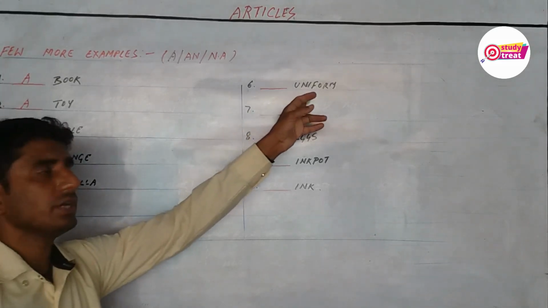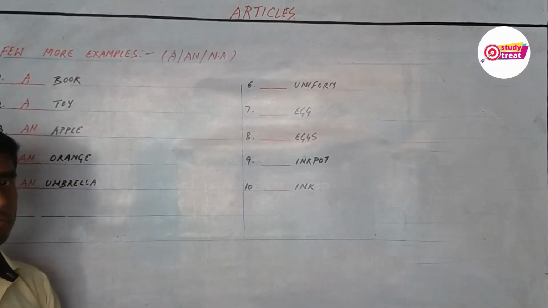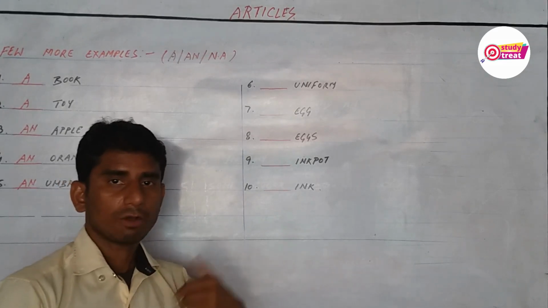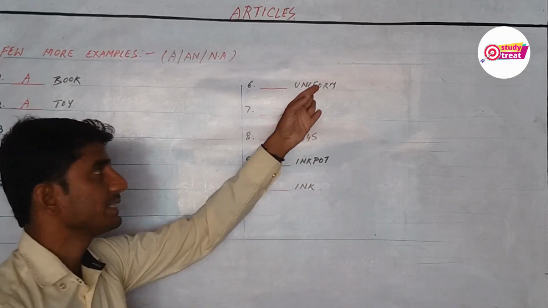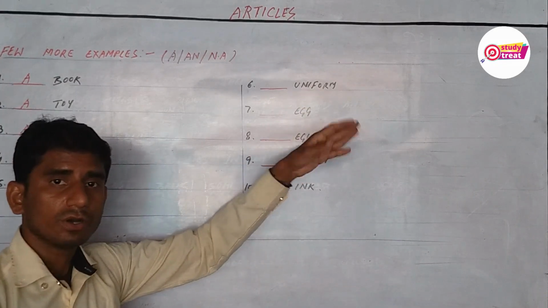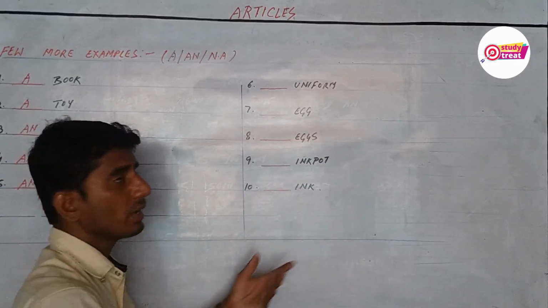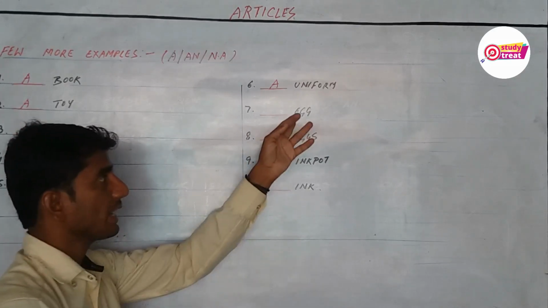Okay, here, uniform. And we had already studied about the uniform. It is in the singular form. Okay, now go to the sound. Okay, it has a consonant sound. Uniform. Okay, so a uniform. Clear? Now go to the next one.